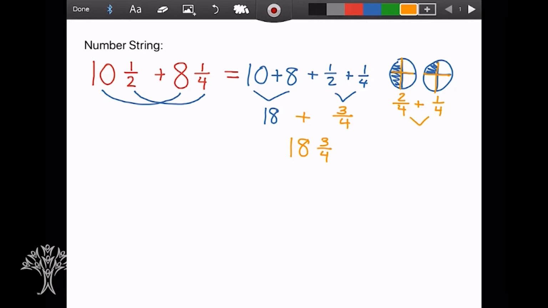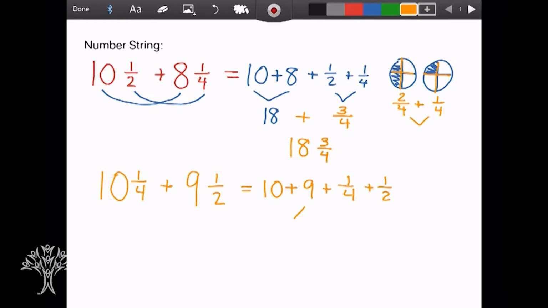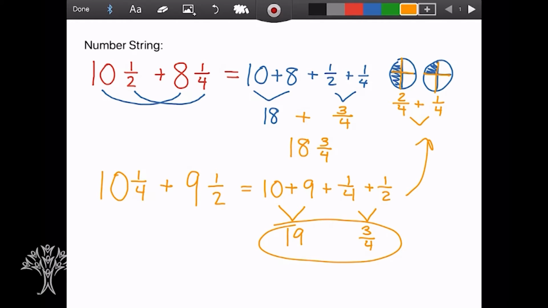All right, let's look at another one and see how we do with that. Let's try this time 10 and 1/4 plus 9 and 1/2. Again, let's think about adding those whole numbers together and then combining the fractions. And what do you get? So 10 plus 9 is 19. And then we already did one very similar to that just right up here. So maybe we already know that's 3/4. So it should have a combined answer of 19 and 3/4.